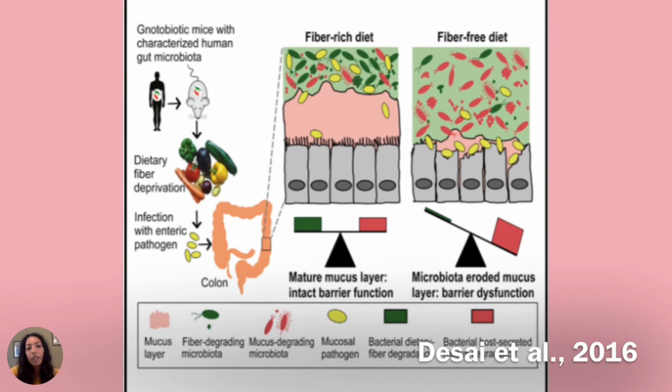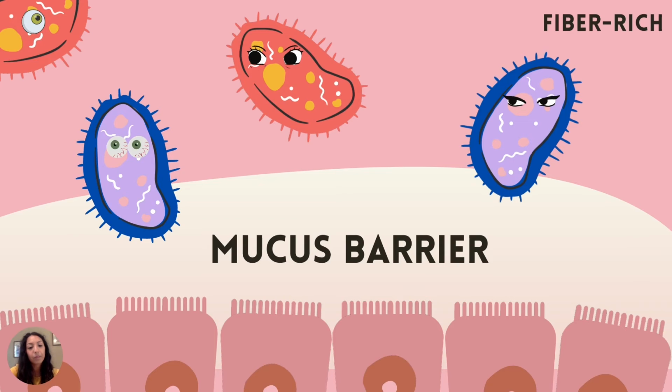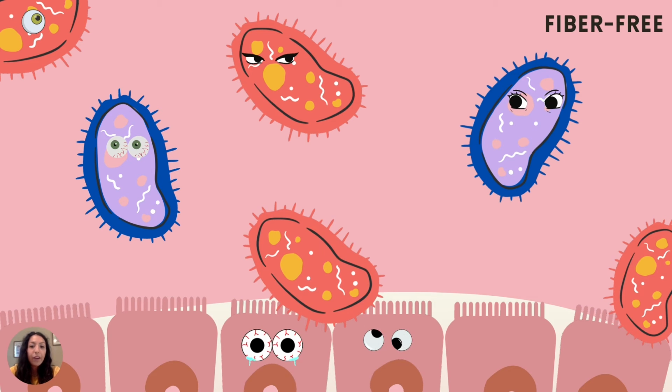So a study done in 2016 by Dietetic used mice to see how fiber changed their colon. And the results are very interesting. So let's zoom in on this picture. Okay, so the study found that the mice that ate a fiber-rich diet had a thicker mucus barrier, which helped protect these enterocytes from the pathogen. And the mice that ate a fiber-free diet had a much thinner mucus barrier, which didn't serve much protection against the pathogens.